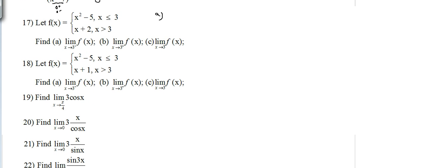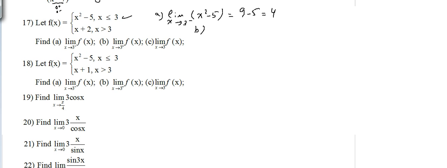We have part A, to find the limit of f of x as x approaches 3 minus. What's the meaning of x approaches 3 minus? It's a bit less than 3, so we take the first case, right? Because x less than or equal to 3, it's x squared minus 5 instead of f of x. It will be 9 minus 5, which is equal to 4.